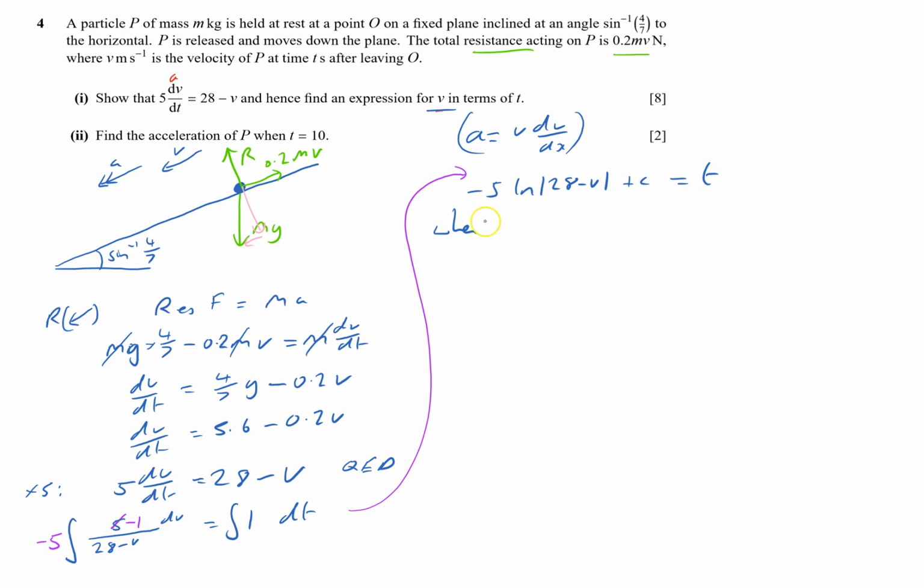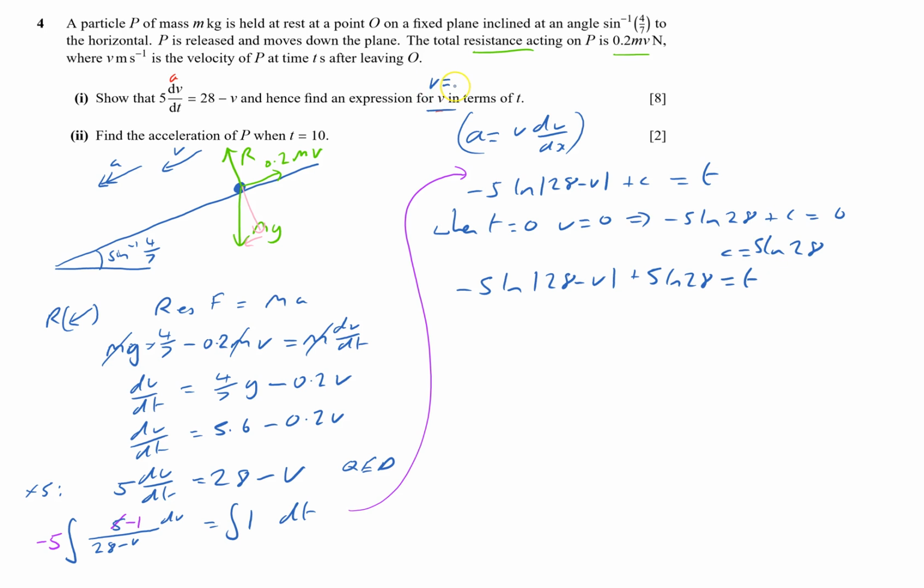And when t equals 0, v equals 0, therefore -5 ln 28 plus c equals 0, so c equals 5 ln 28. And so we get -5 ln of 28 minus v plus 5 ln 28 equals t. But it's not good enough because I need v equals. So I need to rearrange this to get v equals.